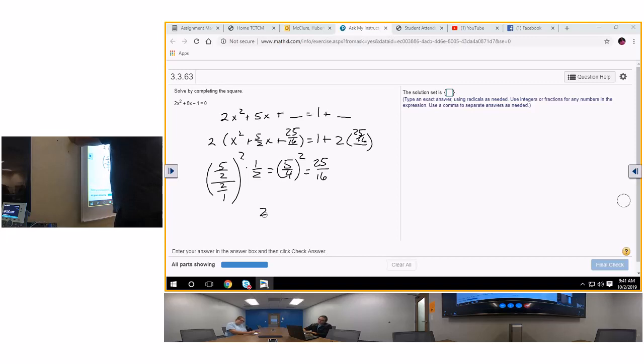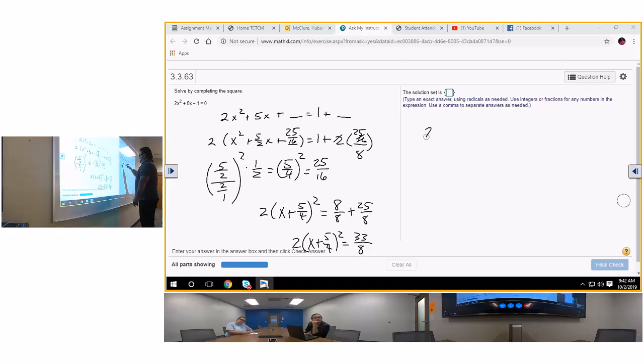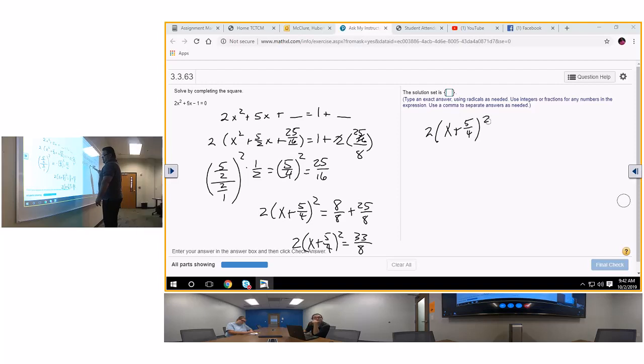And 2 times x plus 5 fourths quantity squared is equal to, that will knock that out to 8, 25 eighths. 8 eighths is here. 8 eighths plus 25 eighths, what's 25 plus 8? 33. Y'all check me. And then 2 times x plus 5 fourths quantity squared is equal to 33 eighths. Divide by 2. Divided by 2 over 1, multiplied by 1 over 2, is equal to 33 sixteenths.